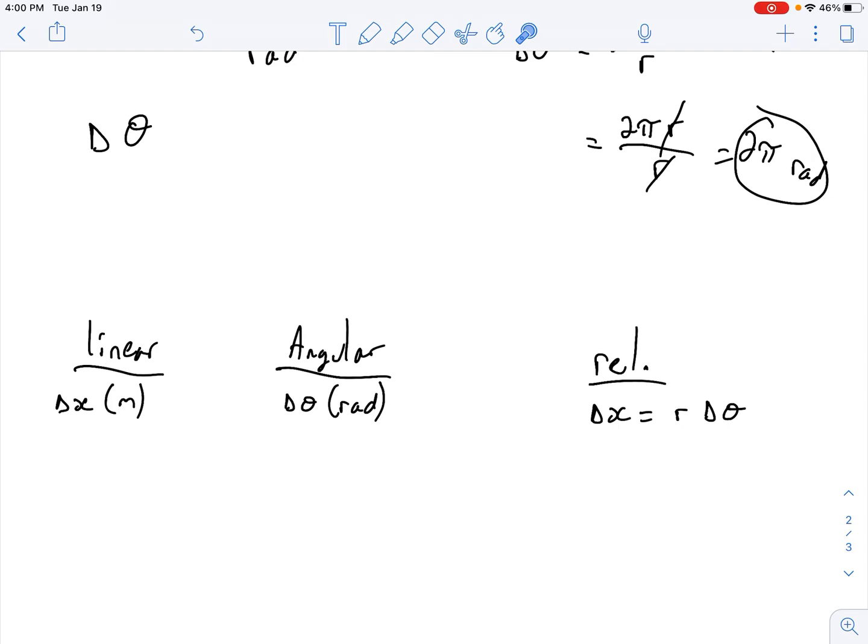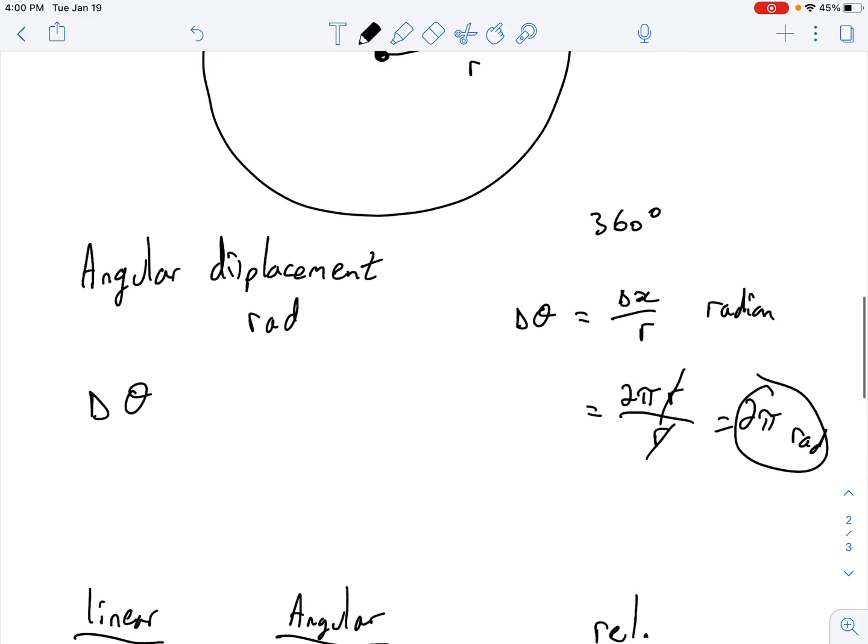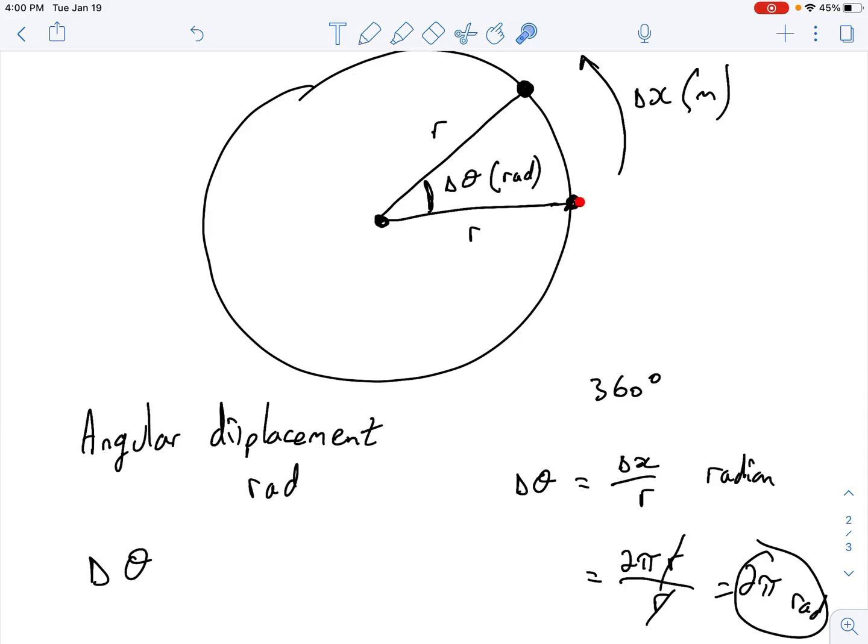All right, the next thing to think about. We learned displacement, and the next thing we talked about was velocity. If I displace, it takes some amount of time. If I go from here to here, it takes some amount of time.